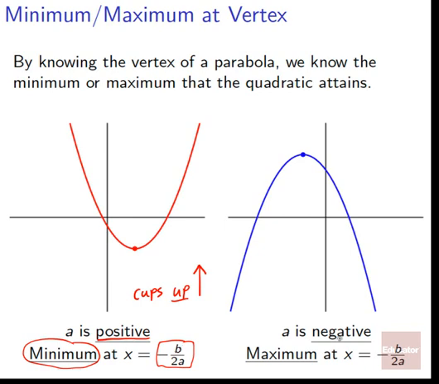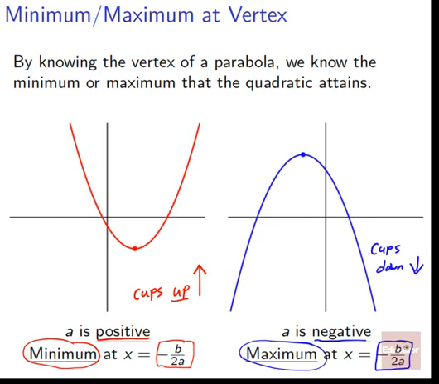Then if a is negative, that means we are cupping down, right? It points down, so if we're cupping down, then the high point is going to be the vertex. So maximum, if a is negative, because we're cupping down, so it'll be x equals negative b over 2a. Now you might have a little difficulty remembering a is positive means minimum. That seems a little bit counterintuitive probably. A is negative means maximum.